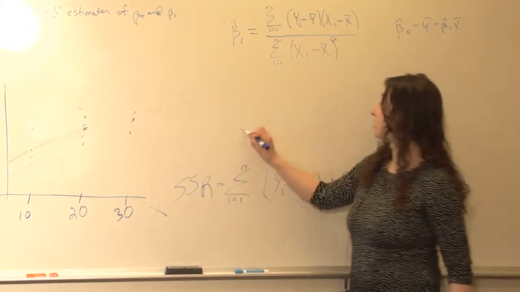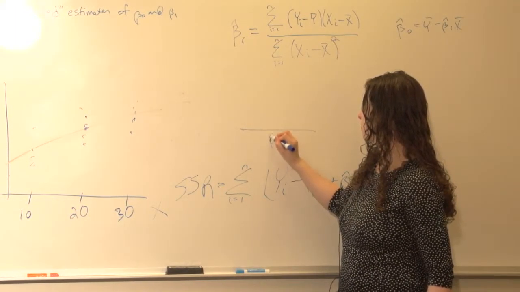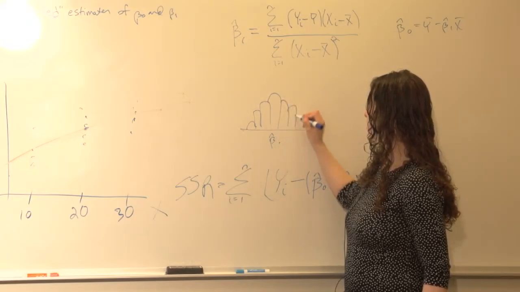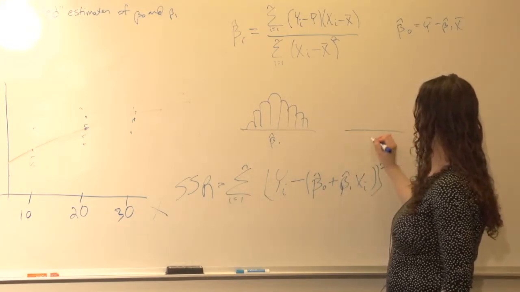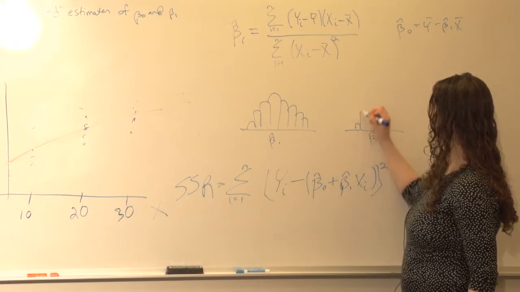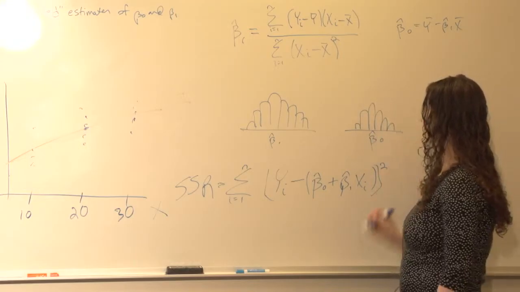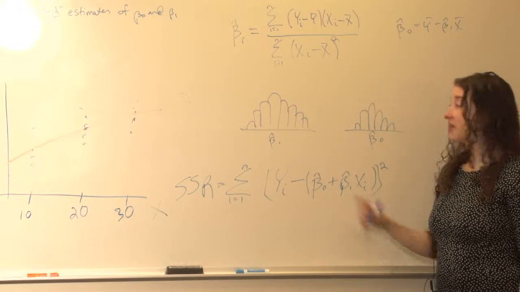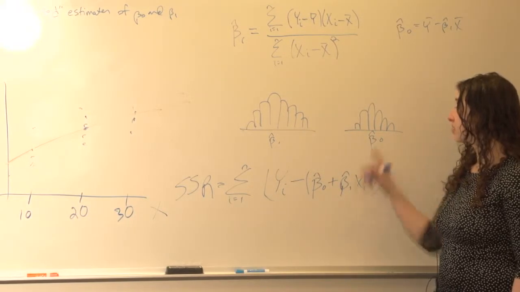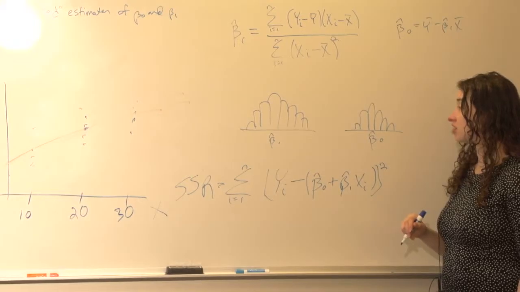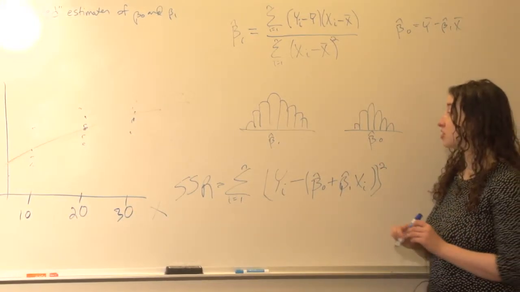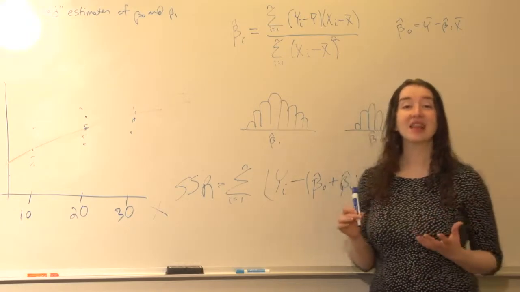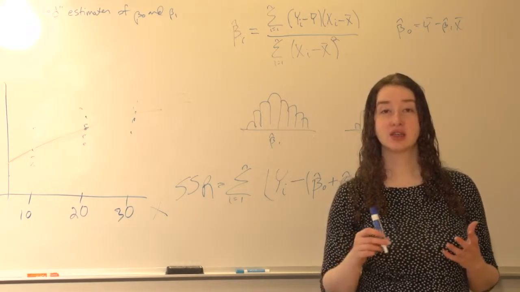And if you do that, you will get a distribution of estimates of beta 1 and a distribution of estimates of beta 0. The middle of these two distributions, the average of all of your estimates of beta 1 and the average of all your estimates of beta 0, will turn out to be the true beta 1 and the true beta 0. This is a lot like what we talked about in terms of the central limit theorem.